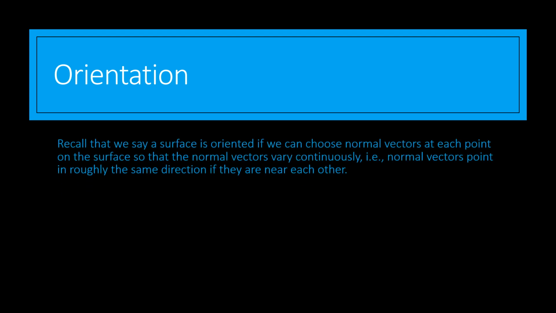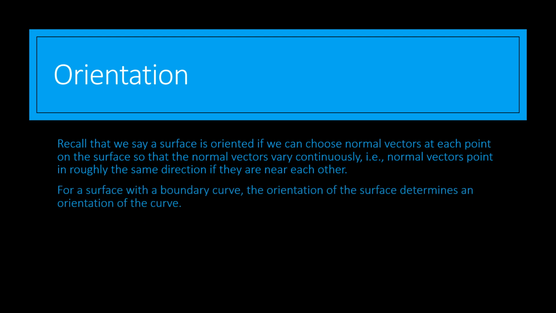Let's talk about orientation a bit now, because this is going to be important for us. Remember, we said that a surface was oriented if we could choose normal vectors all along the surface that were compatible. Basically, if I had a normal vector and I move just a little bit, the normal vector at the spot that I moved to is going to point in roughly the same direction. It's not going to all of a sudden flip and point in the opposite direction. So that's what we meant by an orientation. The normal vectors vary continuously.